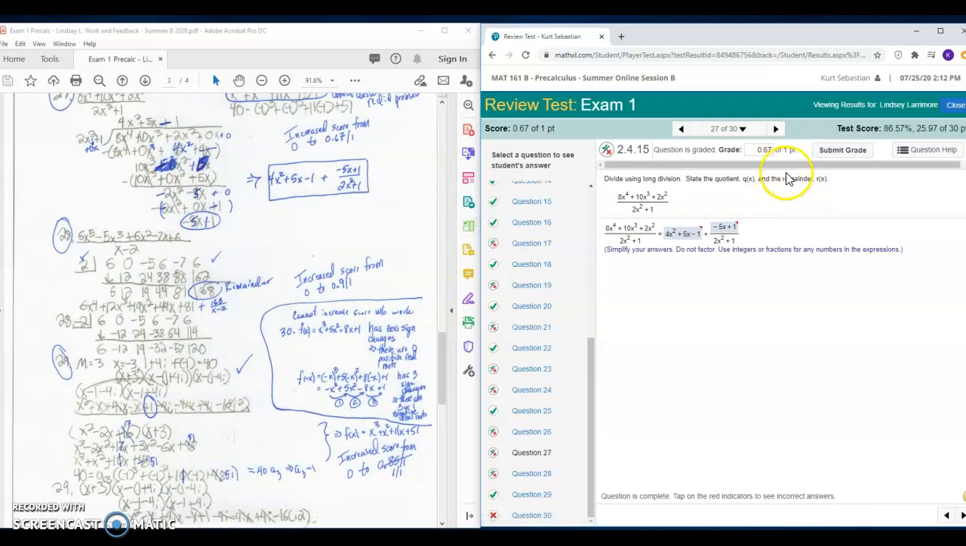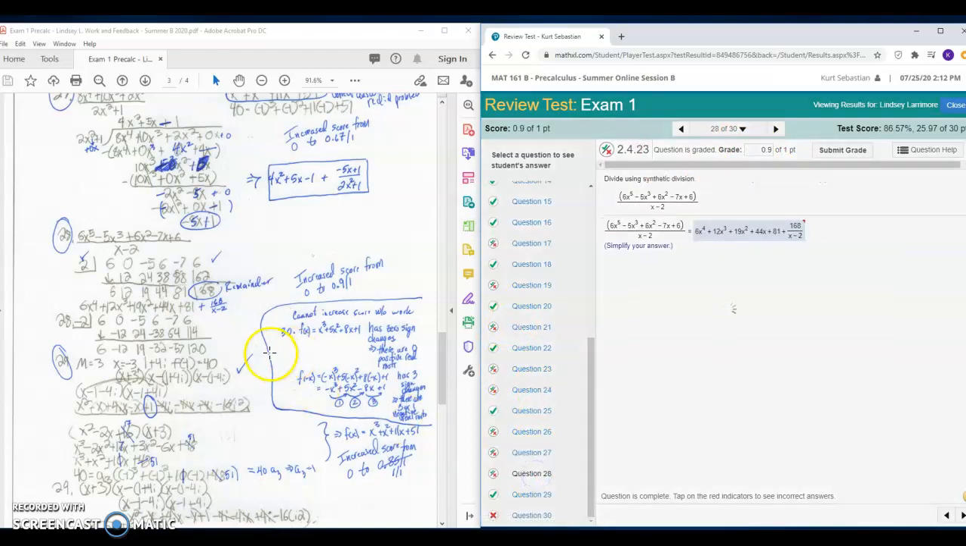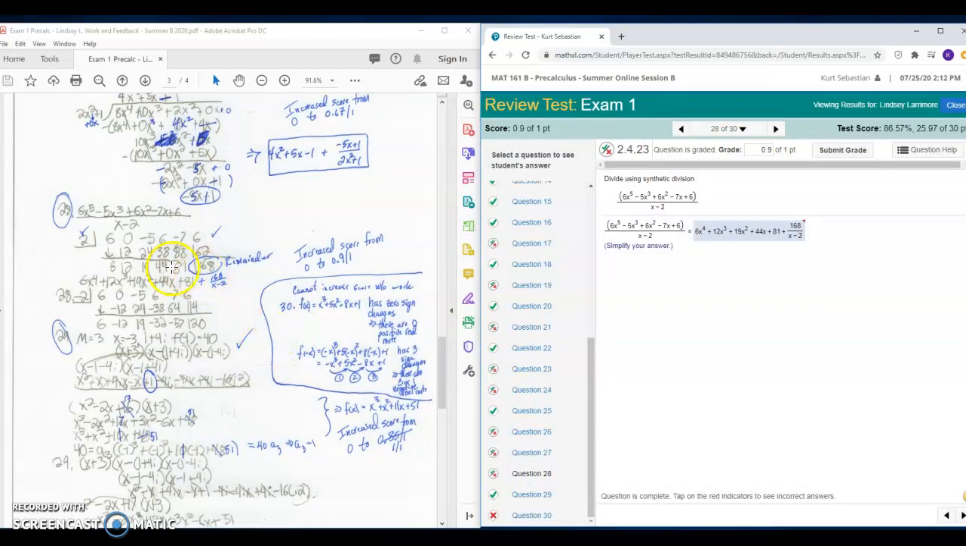In 28, this is another situation where you really had it down. You do everything right with the synthetic division problem. You just forget to include the remainder term. The remainder term is this 168, so you write it as 168 over the original divisor x minus 2. You had every piece right, you just didn't include the remainder term. So it went from a score of 0 to a score of 0.9.